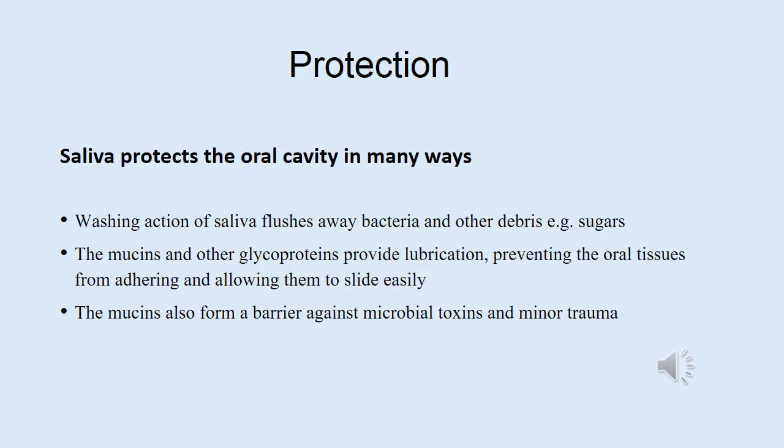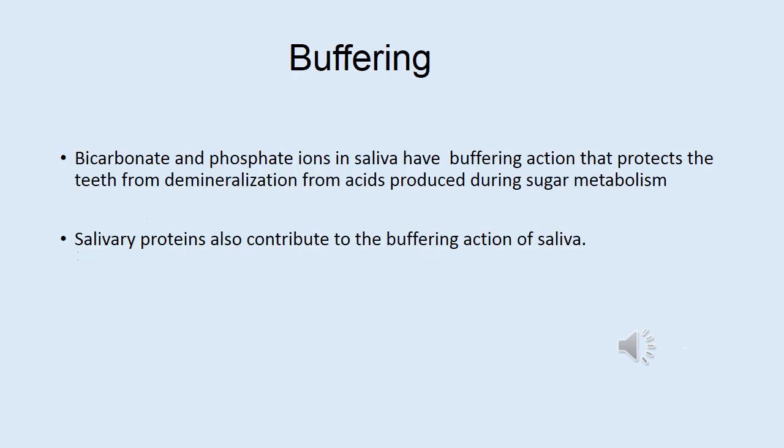Protection. Saliva protects the oral cavity in many ways. Washing action of saliva flushes away the bacteria and other debris, for example, sugars. The mucin and other glycoproteins provide lubrication, preventing the oral tissue from adhering and allowing them to slide away easily. The mucin also forms a barrier against microbial toxins and minor trauma.